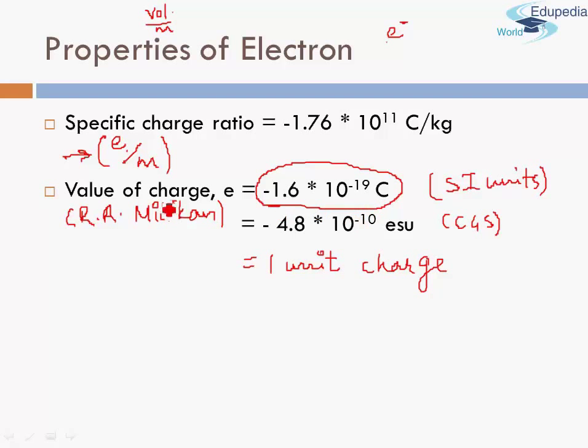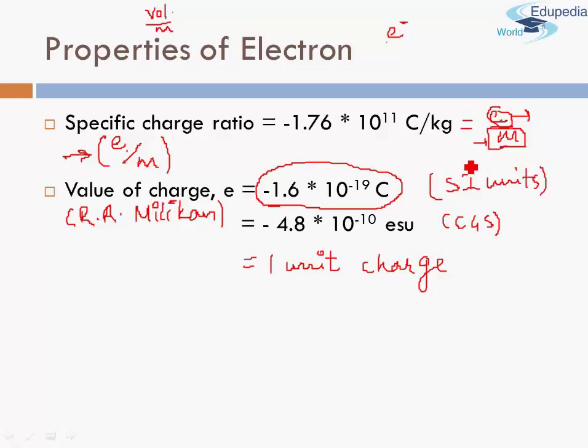Okay, so lastly, now if you know the value of charge, as Millikan calculated, and we already know the value of e by m, we can very easily calculate m. We know that this value is equal to e by m. Now we substitute the value of e as minus 1.6 multiplied with 10 to the power minus 19 coulomb here. We substitute this value and we can simply solve this equation to get the exact value of mass.